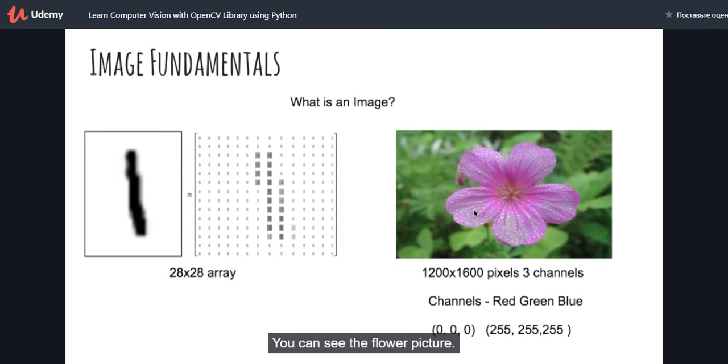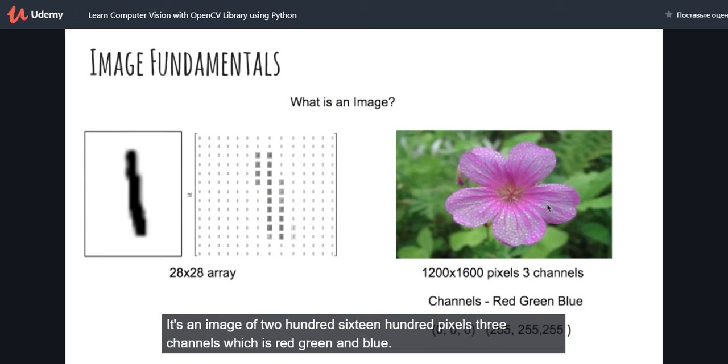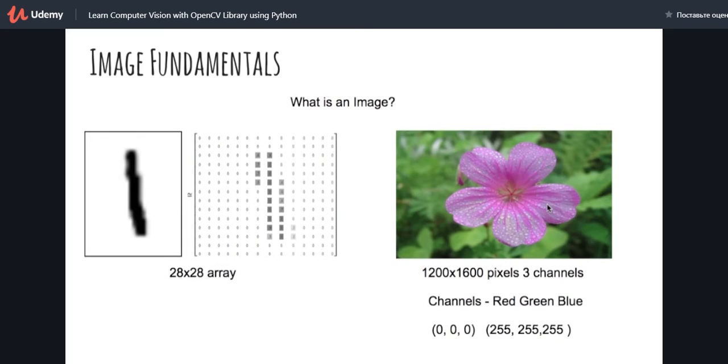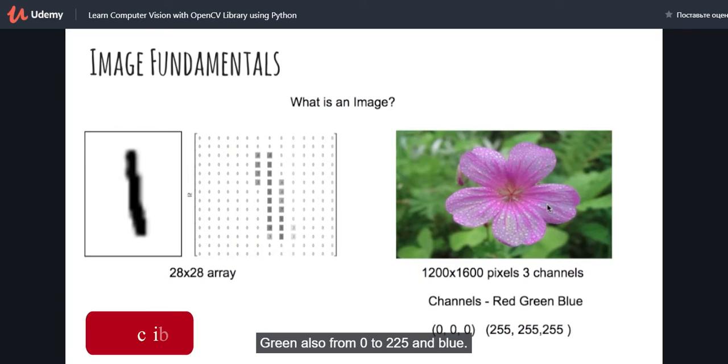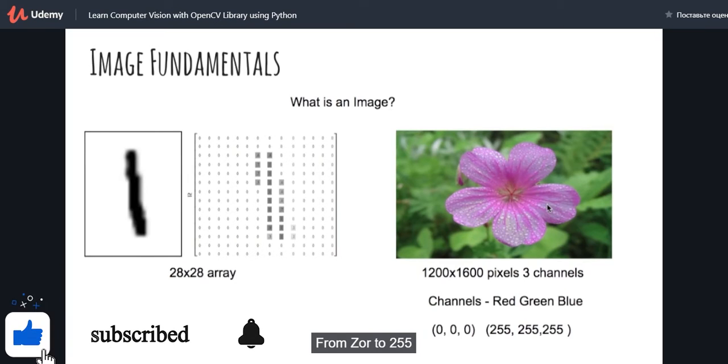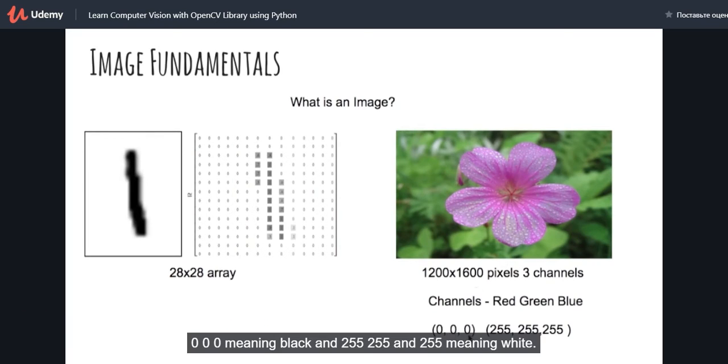On my right, we can see a flower picture. It's an image of 1200 by 1600 pixels, with 3 channels, which are red, green, and blue. These channels are represented in decimal, red being from 0 to 255, green also from 0 to 255, and blue from 0 to 255. 0, 0, 0 means black, and 255, 255, 255 means white. Anything ranging between that is a variation of these colors.